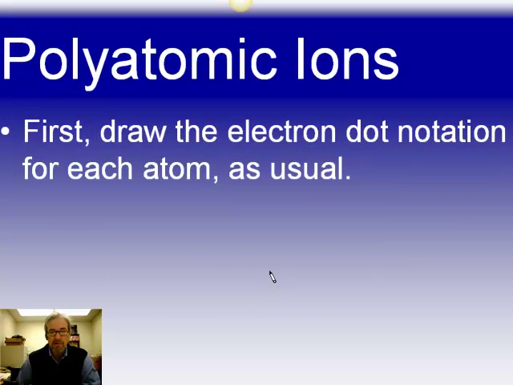Now, polyatomic ions are covalently bonded, and so we should be able to draw Lewis structures for them as well. We're going to find out that they have either missing or extra electrons because, of course, they're ions, and so we have to modify our procedure a little bit. So the first thing we do is draw the electron dot notation for each atom, just like you normally do. So you start out by doing what you would always do if you're drawing a Lewis structure.